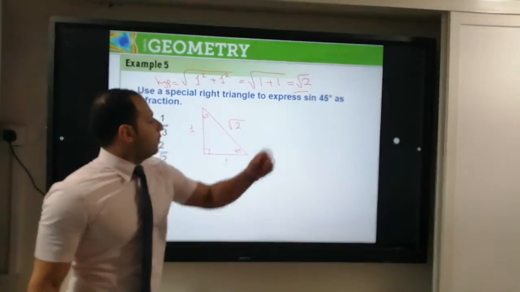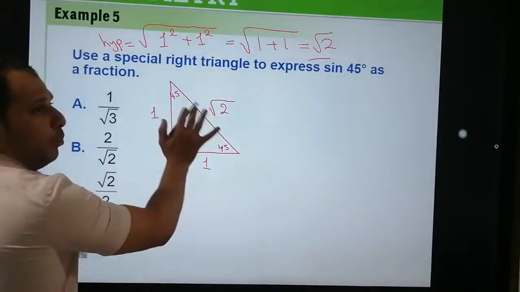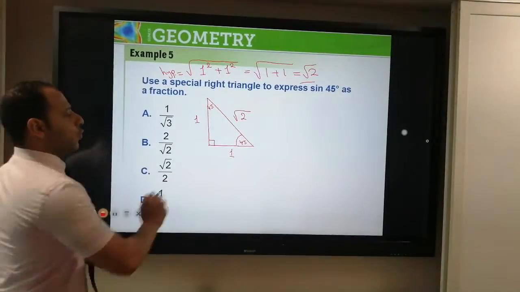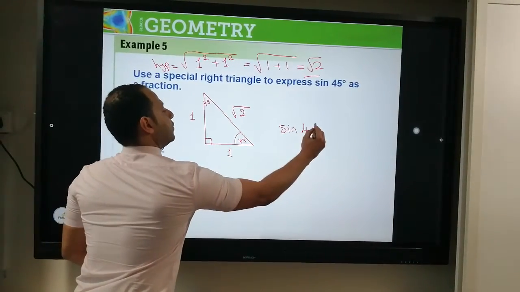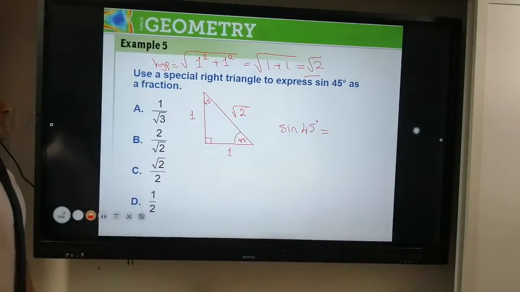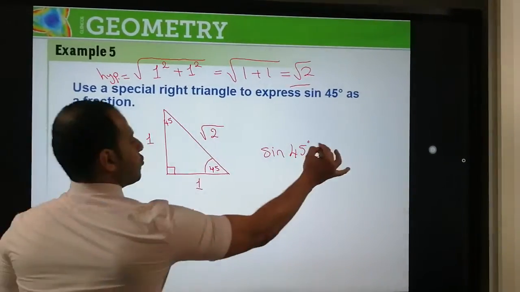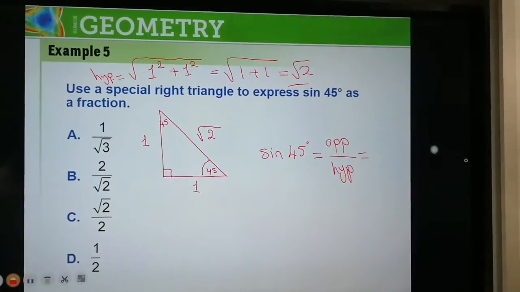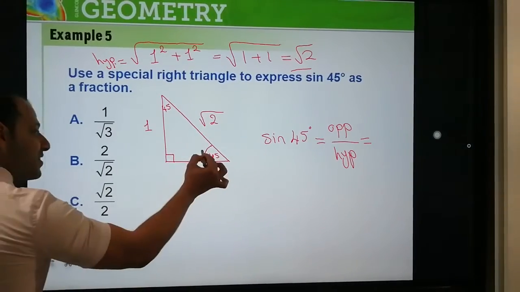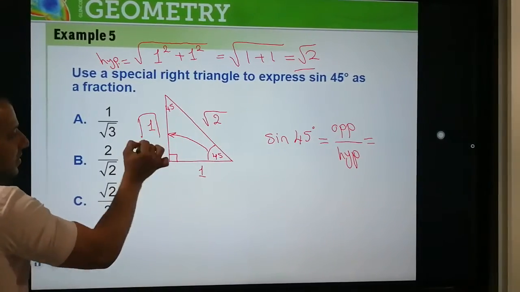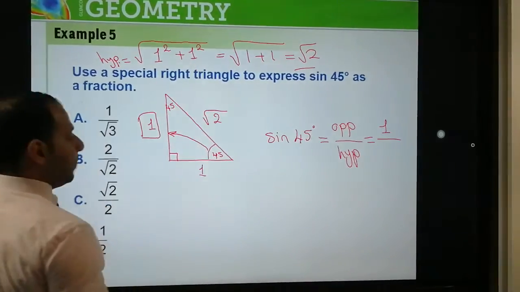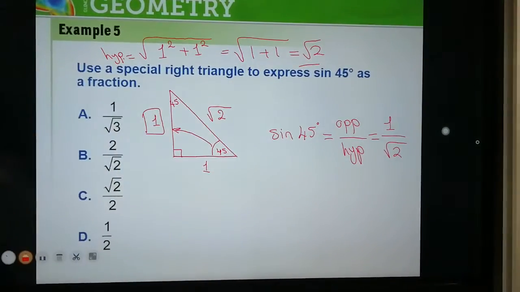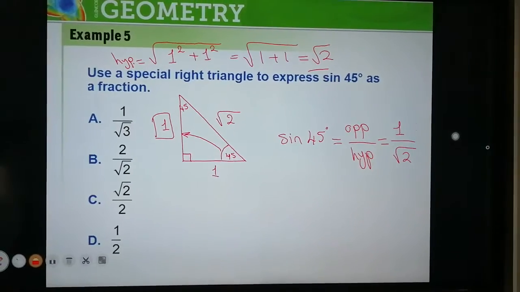He needs to express sine 45. We can choose this angle or this angle, both are right. So I choose 45. Who can give me the rule of sine now? Sine 45 degrees equals, yes, opposite over hypotenuse. Excellent. Which is the opposite of 45? The side whose length is 1. So I write here 1, over the hypotenuse, which is root 2. So we have sine 45 is 1 over root 2.